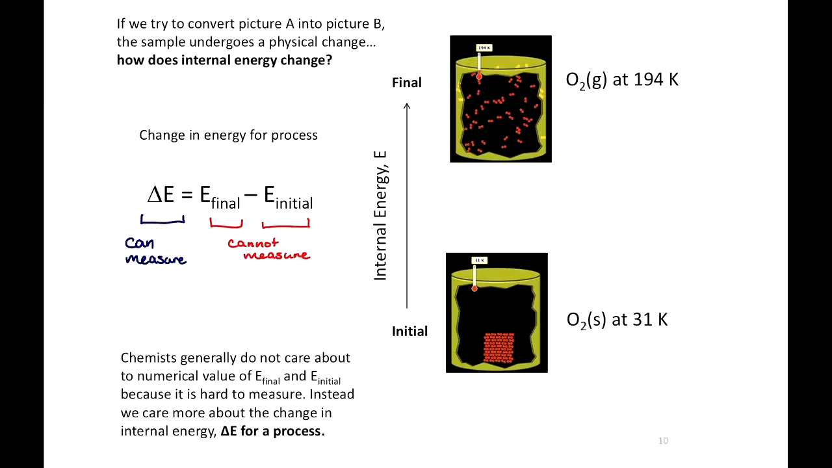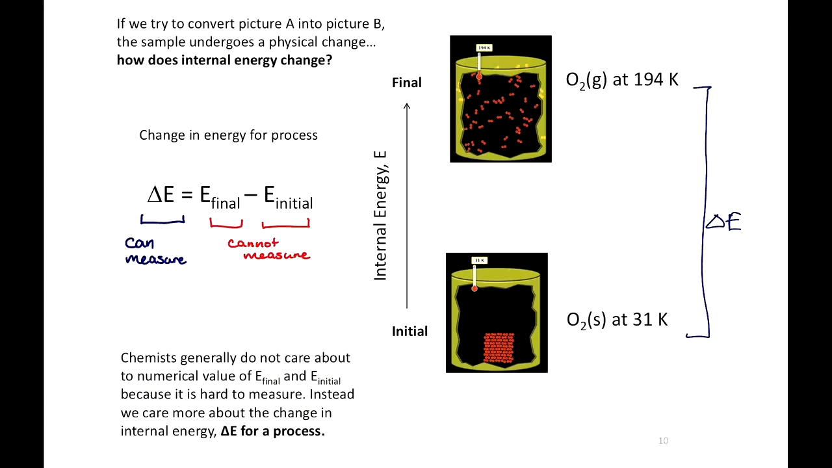If we think about it, we already deduced that the solid has a lower internal energy, and the gas has a higher internal energy. So what we chemists care about is what is the energy difference between those two states? What is the difference in energy to turn that solid into a gas? That's what we care about. We can measure delta E. We can measure change in energy for a process.